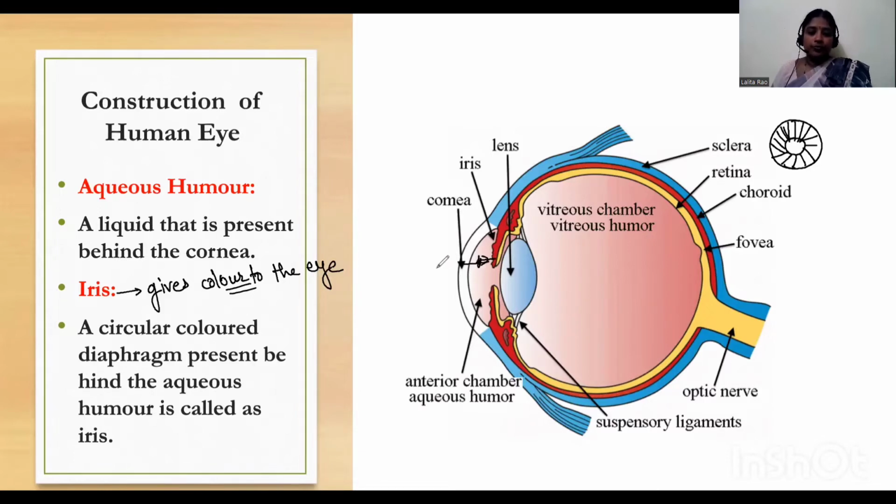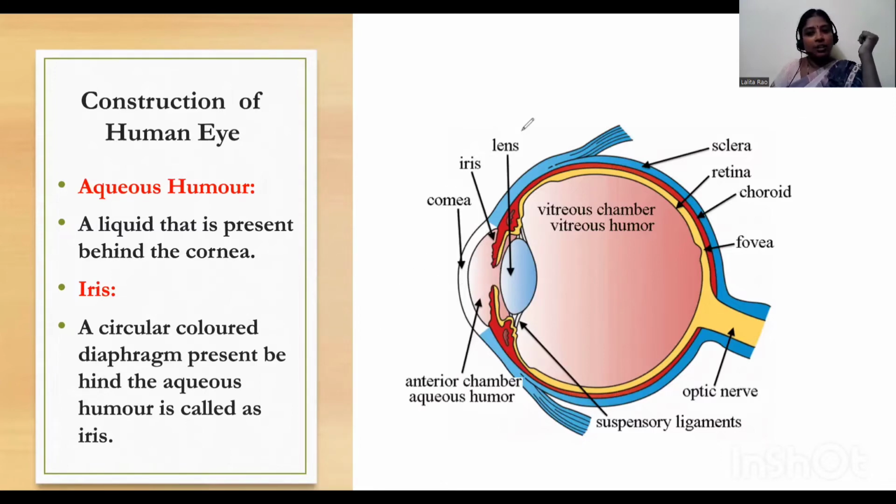Now, what is the function of this iris? It controls and regulates the amount of light entering the eye, and it has a hole at the center. So we all have a small hole at the center, and that hole is nothing but the pupil. The hole at the center of the iris is known as pupil.